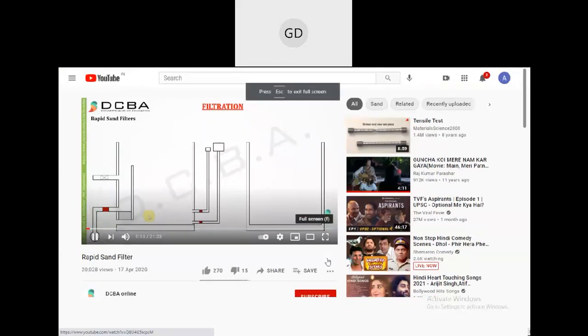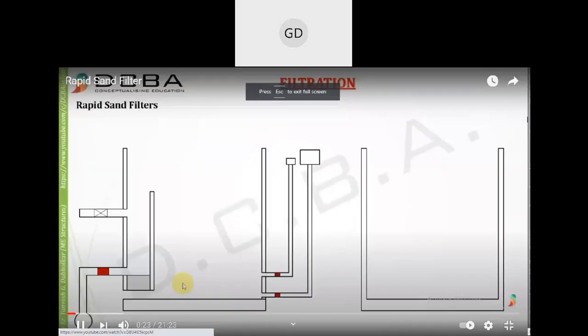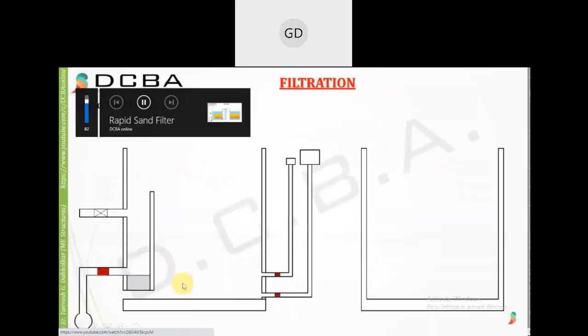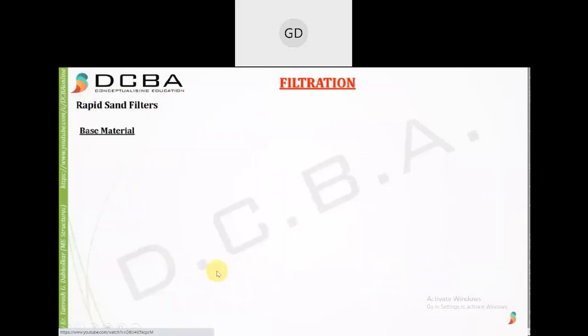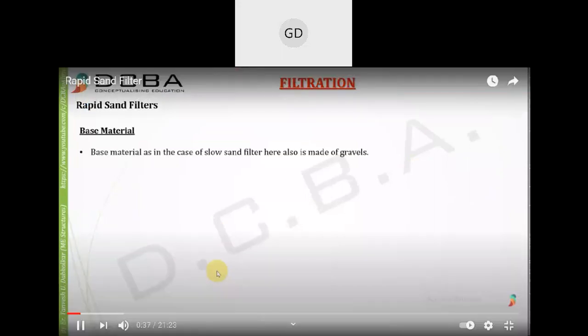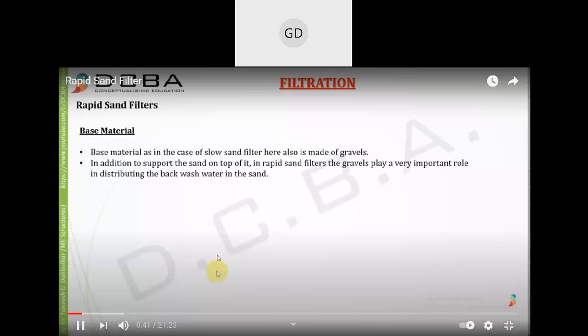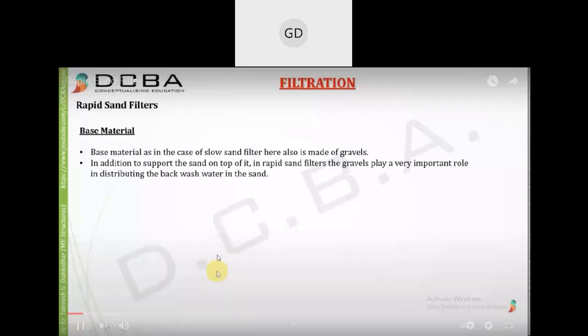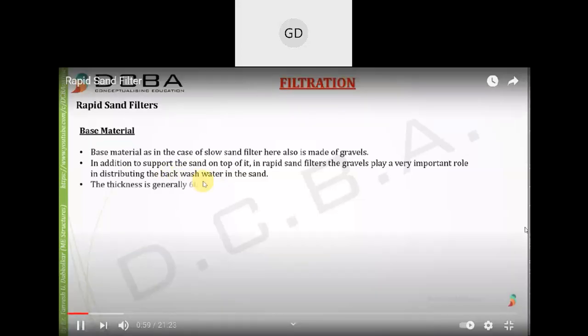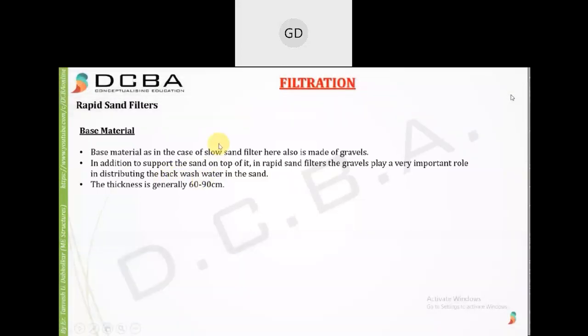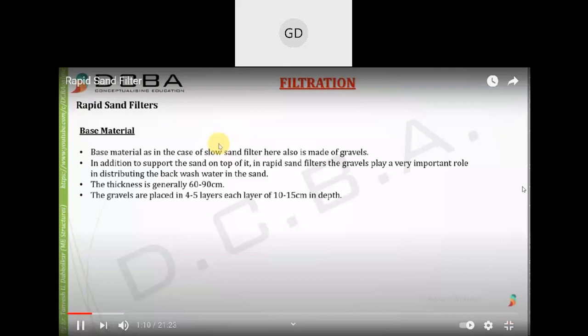So a lot of the construction is same as the slow sand filter, just a little bit of tweaks here and there, and the base material is also the same as what is used in the slow sand filter. That is, the base material uses gravel. In addition to supporting the sand on top of it, in rapid sand filters the gravel plays a very important role in distributing the backwash water. Now this is something new, backwash water, and we'll be learning this in detail, what backwashing is in rapid sand filters. The thickness of the gravel or base portion is generally 60 to 90 centimeters. The gravels are placed in 4 to 5 layers, each layer 10 to 15 centimeters in depth.